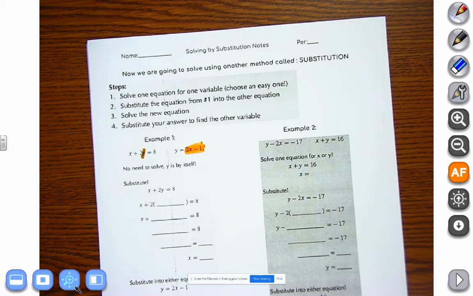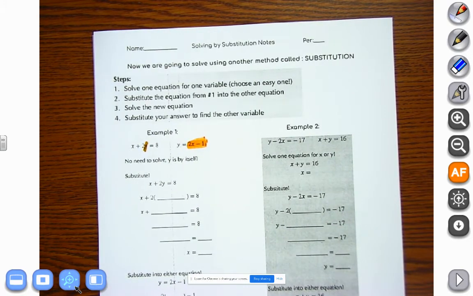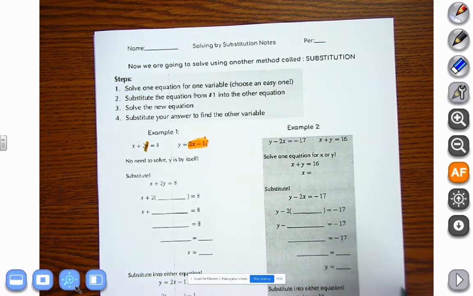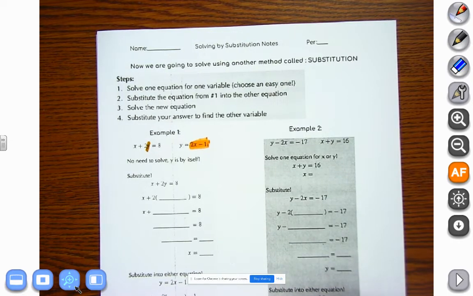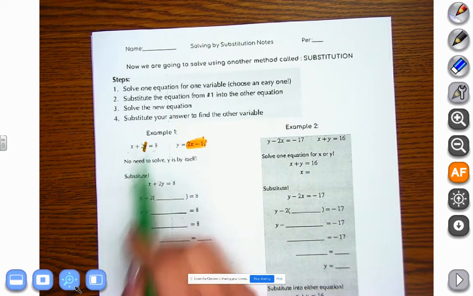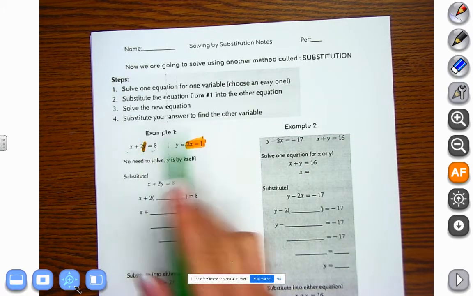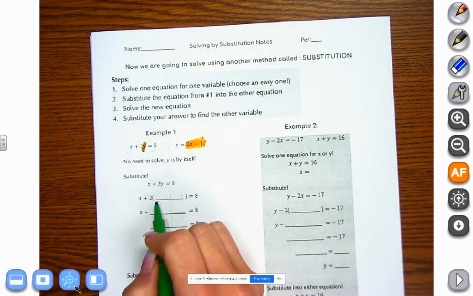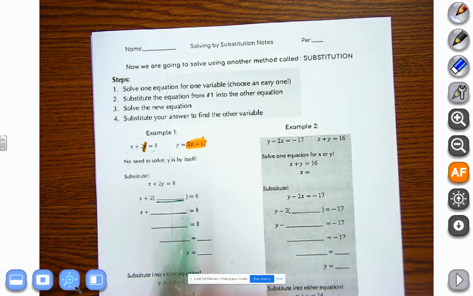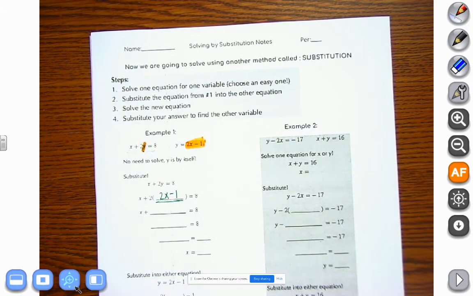Okay? It sounds like a lot up front, but let's just take it step by step so you can see what we do. If y wasn't by itself, you would have to solve for it, which you'll see in the second example. But we don't have to solve for it here. We're just going to substitute it. So our equation over here is x plus 2y equals 8. We are going to replace this y, which is laid out for you right here, with 2x minus 1, because that is what y equals in that second equation.